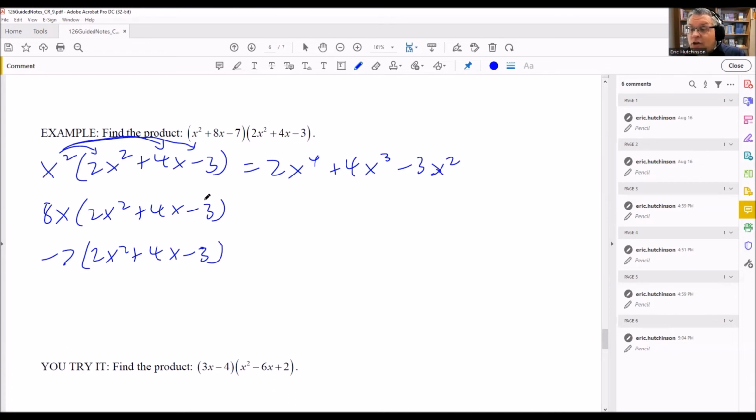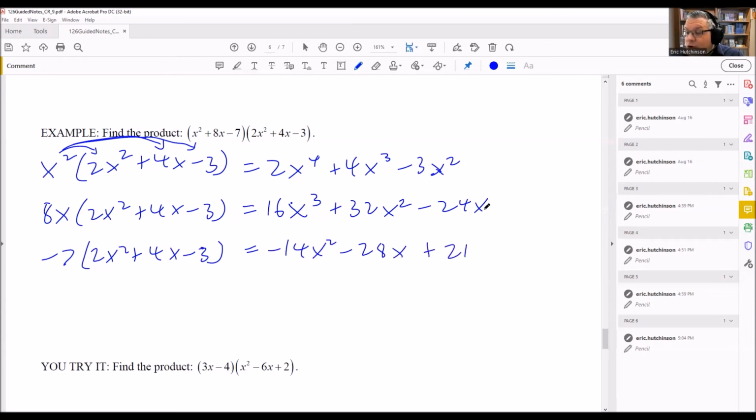We're going to do 8x times everything inside. So we're going to do 16x cubed. And then 8x times this is going to be plus 32x squared. And then this times this is going to be negative 24x, just like that. And then we're going to do the last one down here. Negative 7 times 2x squared is negative 14x squared. Negative 7 times the 4x is minus 28x. Negative 7 times negative 3 is plus 21.